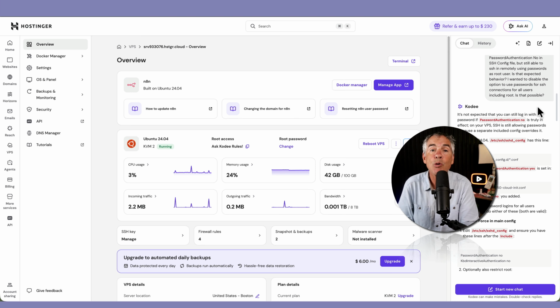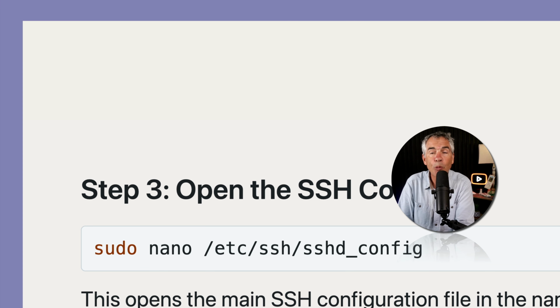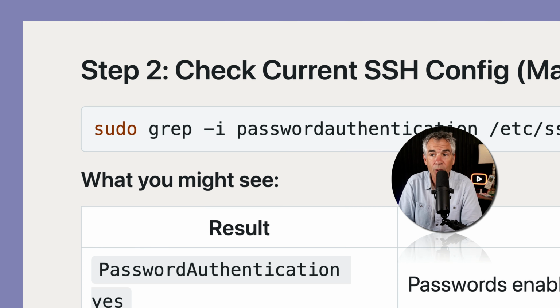So there's really 2 config files. The second one I didn't know about, but thanks to Kodee, I was able to find it, change it, and that fixed the issue. Remember in step 2, we checked the current SSH config file, and the results returned the hashtag password authentication yes. So then we opened up the SSH config file and changed it to no. We already know that.